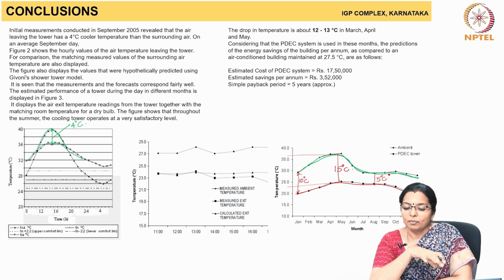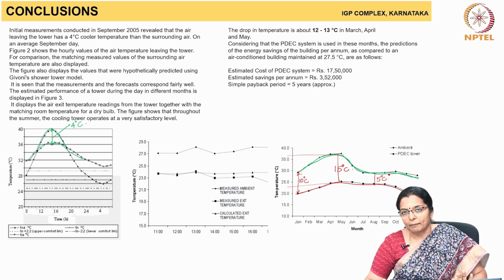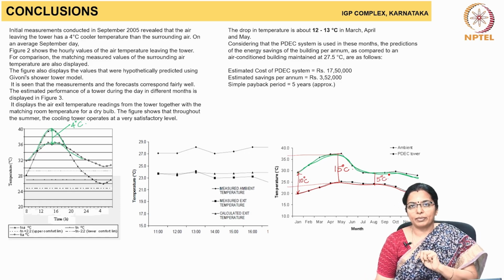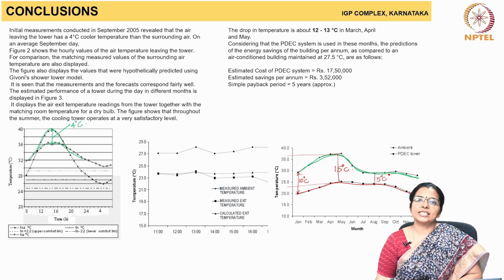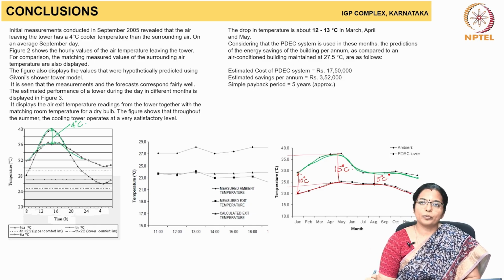So, there is a drop in temperature of 10 degrees centigrade in January, 15 degrees centigrade in May, June, and 5 degrees centigrade during the cooler part, which is around August, September and so on. So, there is a considerable savings in terms of energy used to reduce the indoor air temperature in the IGP complex by use of passive downdraft evaporative cooling technique, as well as the other techniques such as the rat trap bond and filler slabs and so many other techniques.